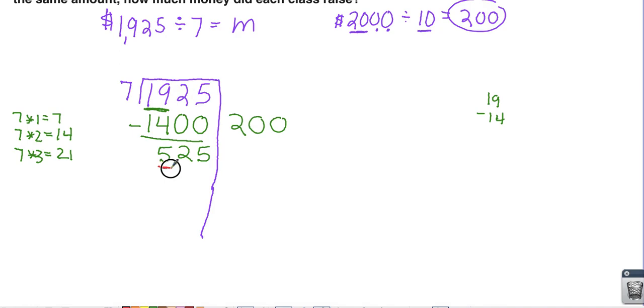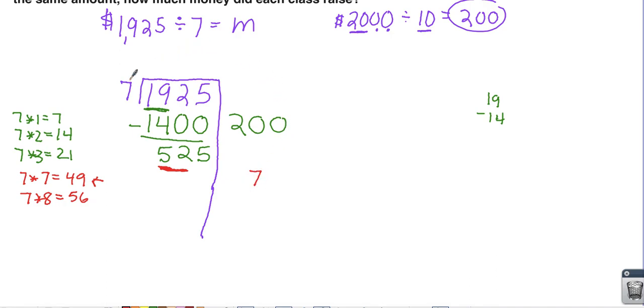Let's start with 5 divided by 7. 5 is less than 7. That won't work. So how about 52 divided by 7? I need to keep going with my multiples. I know that 7 times 7, maybe you know this one, is 49, which means 7 times 8 is 7 more than that, or 56, too big. Let's go back to 7 times 7. So 7 can go into 52 7 times.